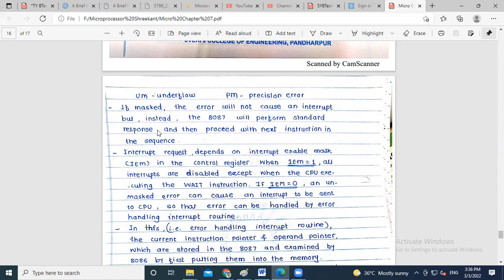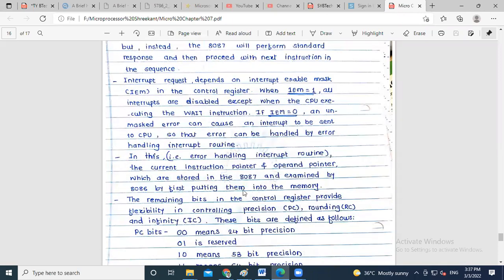The interrupt request depends on the interrupt enable mask, that is IEM, in the control register, and all the interrupts are disabled when the interrupt enable mask is equal to 0, except when the CPU executes wait instructions. In the error handling interrupt routine, the instruction pointer and the operand pointer are stored in the 8087. So the examiner of the 8087 does this by first putting them into memory.